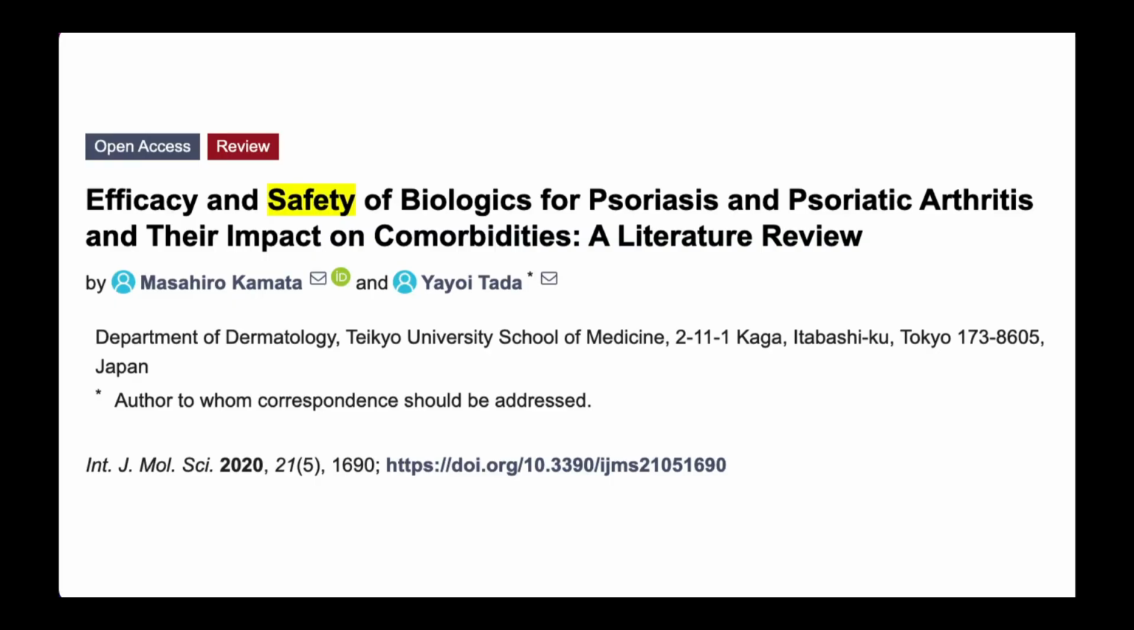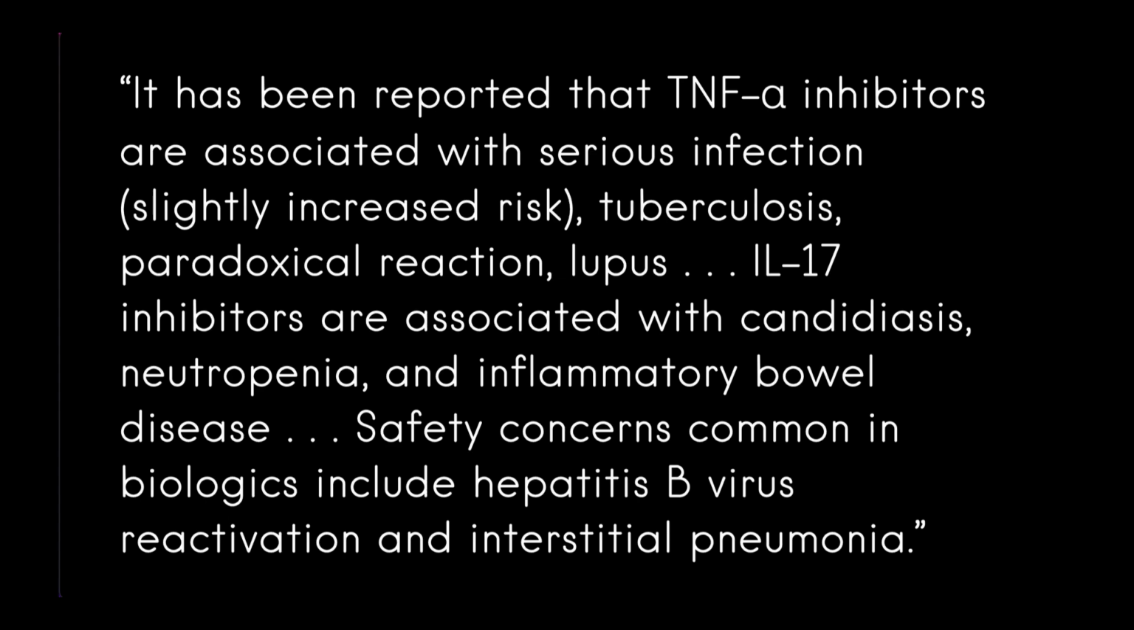This particular review is looking at the efficacy and safety of biologics for psoriasis and psoriatic arthritis, but these are used commonly in other diseases as well. And they found it has been reported that TNF-alpha inhibitors are associated with serious infection, which makes sense, tuberculosis, paradoxical reaction, lupus, which is an autoimmune condition. Interleukin-17 inhibitors are associated with candidiasis, neutropenia, that's low white blood cells, and inflammatory bowel disease. This is another autoimmune condition. Safety concerns common in biologics include hepatitis B virus reactivation and interstitial pneumonia.